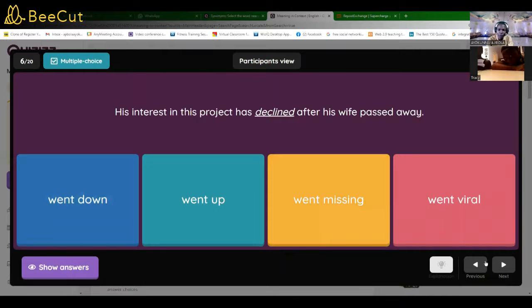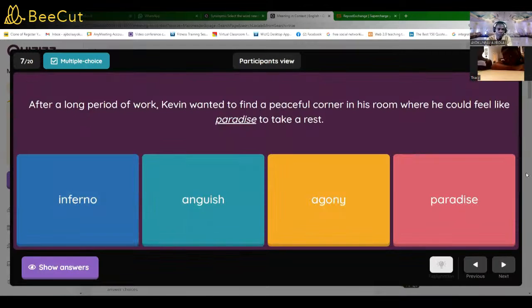So, the next one, Ejiro. After a long period of work, Kevin wanted to find a peaceful corner in his room where he could feel like paradise, take rest.